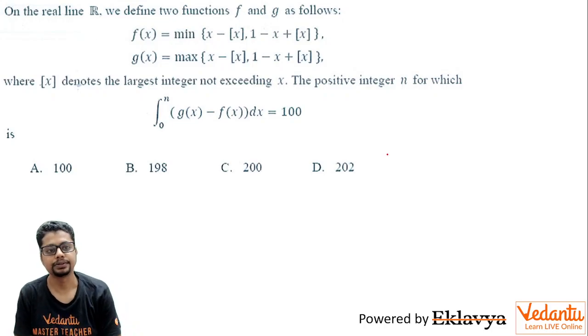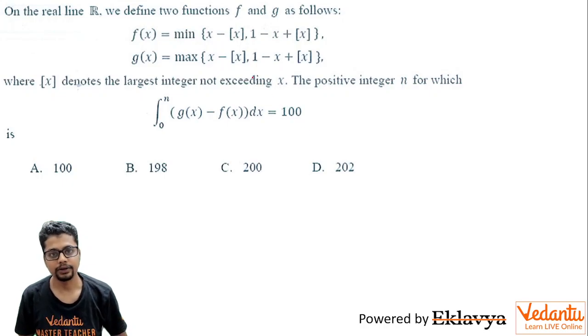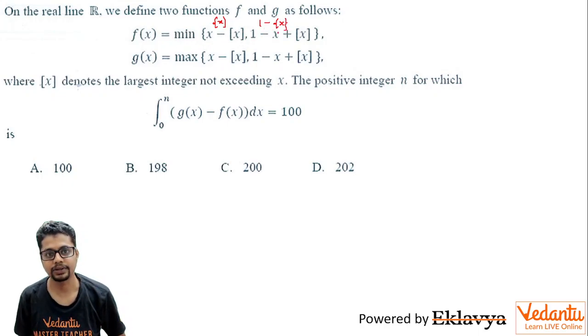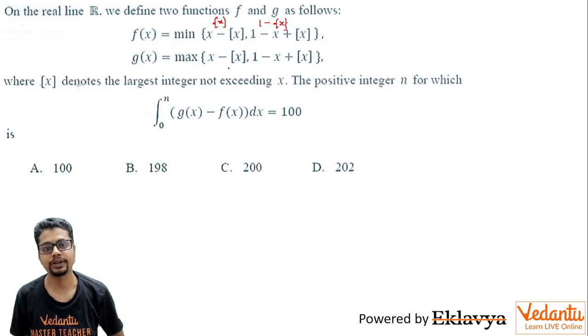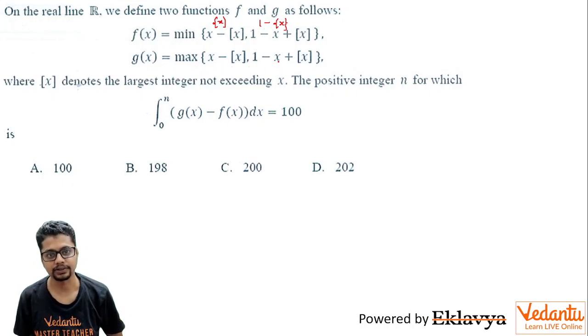Everyone. The question is, on the real line R, that means the real number line, we define two functions f and g as follows. f(x) is equal to the minimum of, if you see carefully, this is the greatest integer function of x, so x minus the greatest integer of x is the fractional part of x, and this essentially is 1 minus the fractional part of x. So f(x) is the minimum of the fractional part of x and 1 minus the fractional part of x, and g(x) is the maximum of the fractional part of x and 1 minus the fractional part of x.